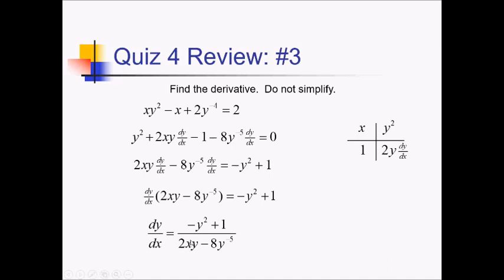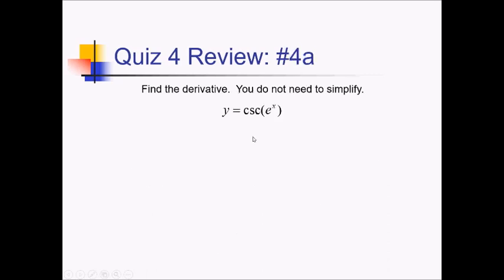And it looks like that's it. For this problem, we're going to be using the chain rule.